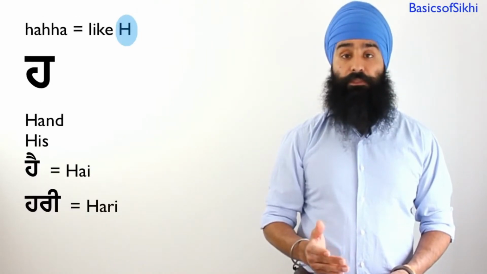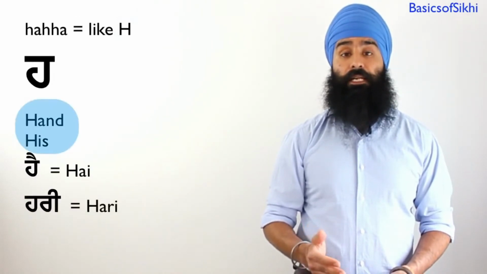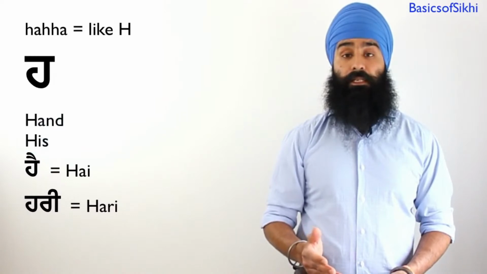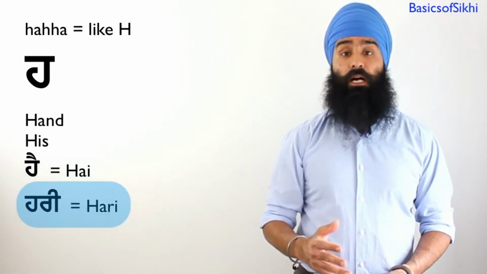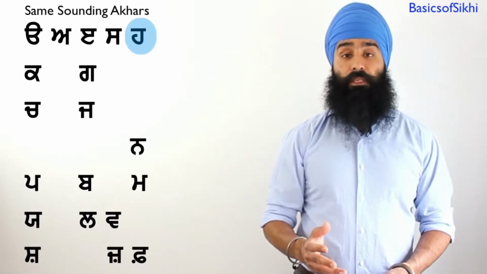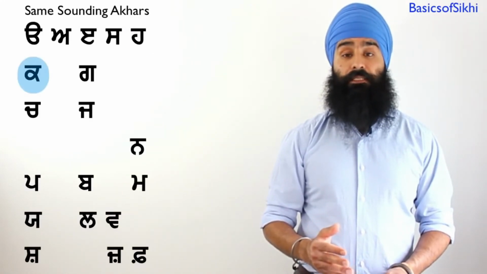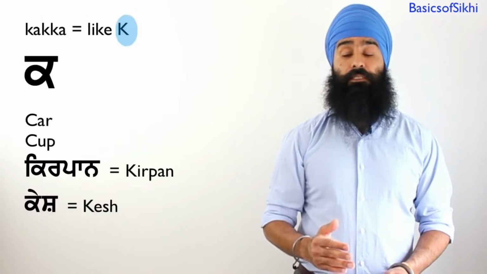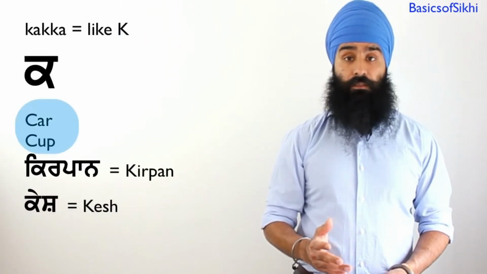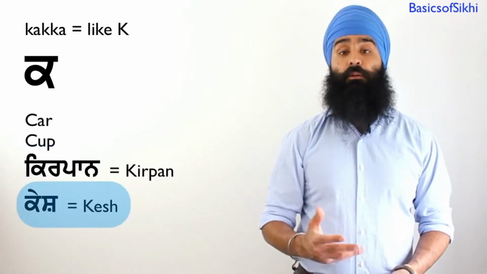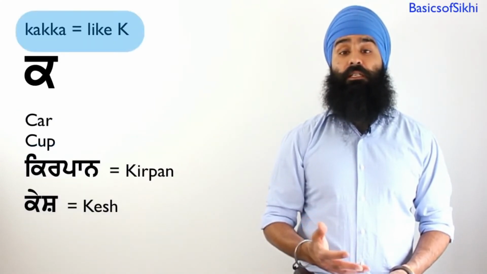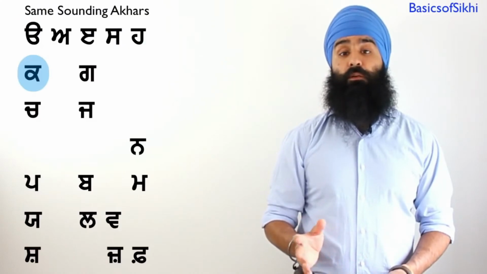The next sound is ha, ha, her. Very similar to the English words hand and his, her. Now the Punjabi words that you can make with this akkar, hai or hari, ha. Now the next letter is kakka, k. This is the sound it makes, k. Ka or cup, kirpan or kesh, our hair. The five kakkas, the panj kakkars, because they all start with this letter, kakka.